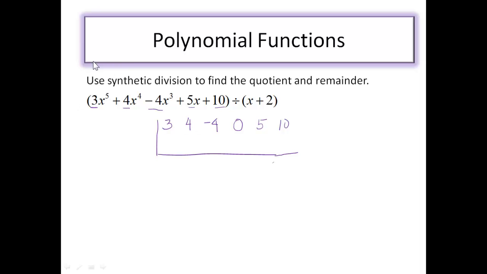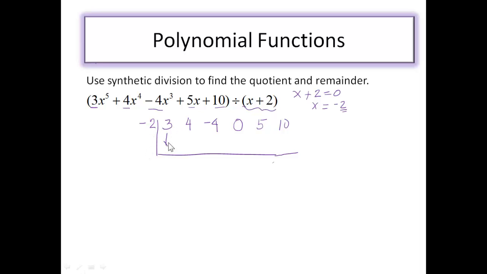And out here as a divisor, what we're going to do is we take our divisor right here and we solve for x. And that means I subtract 2 from each side, so x is -2. This number is my divisor down here.